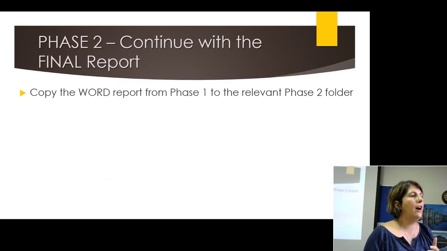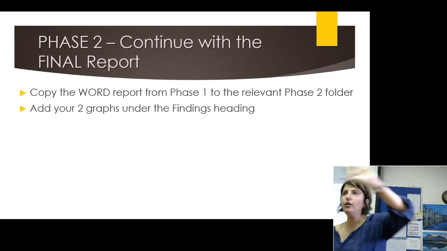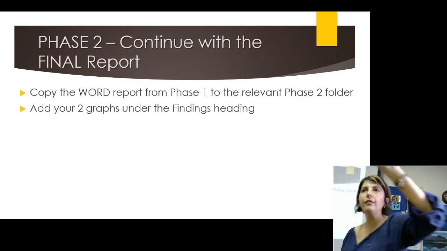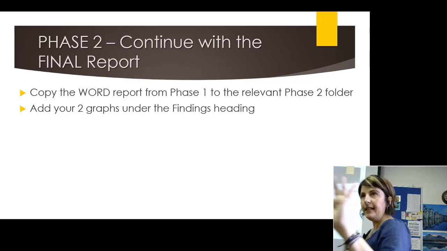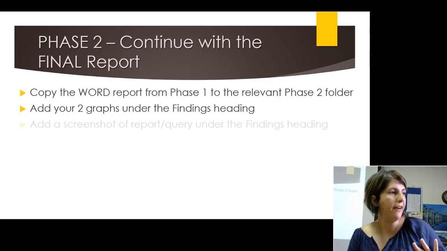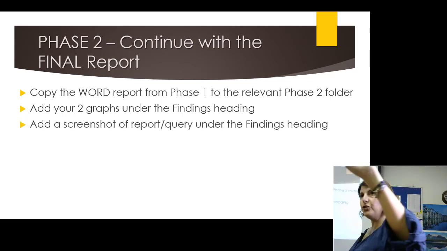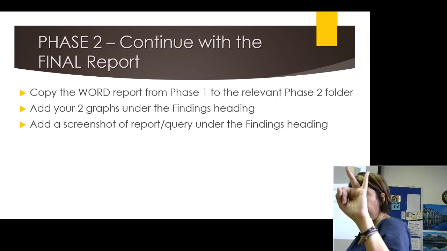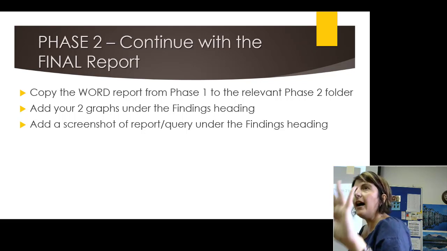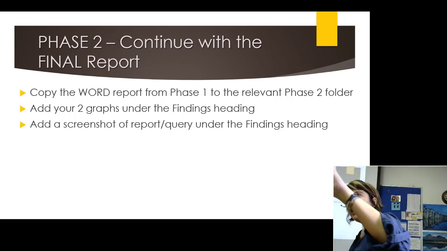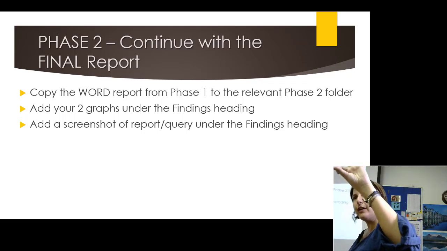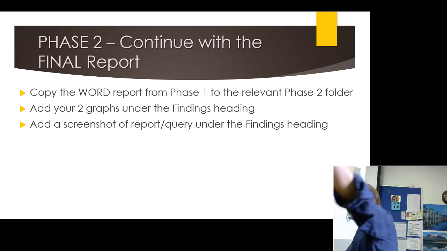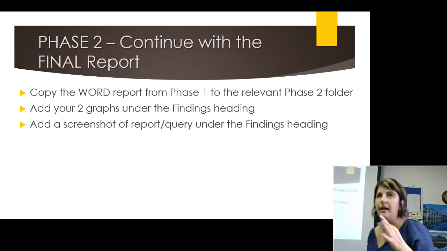Then what do we do now? So now we've got the report. Now, we need to have 3 things underneath findings. So we could have the 2 graphs that you did in the spreadsheet and put them underneath findings. That's fine. But you should have a 3rd thing as well, because the findings requests 3 things. And that's where that additional data comes in now.